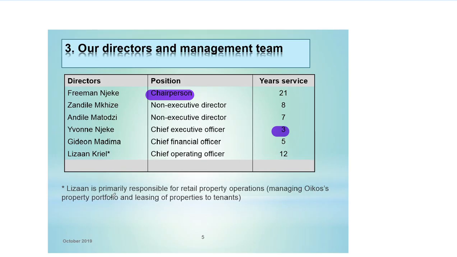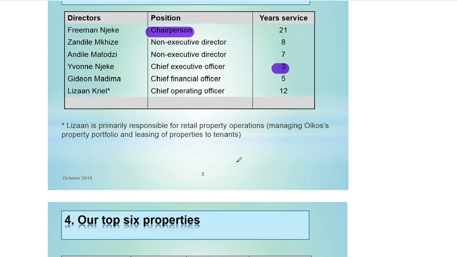And then when you go down, they say Lizanne is primarily responsible for the retail property operation, managing the property portfolio and leasing properties to the tenants. She's an operating officer, so it makes sense that she's obviously dealing with the operation of the company.